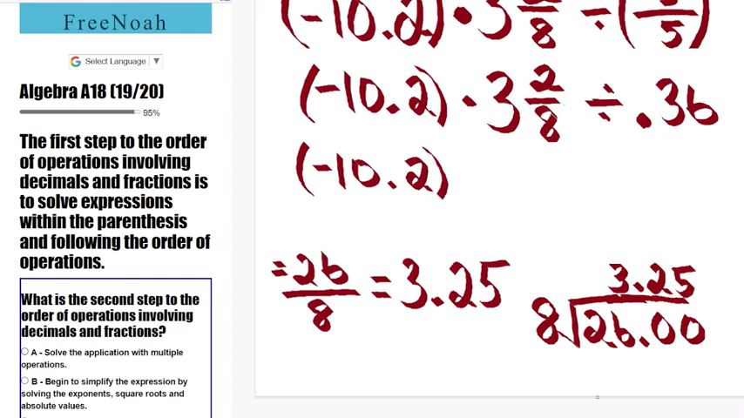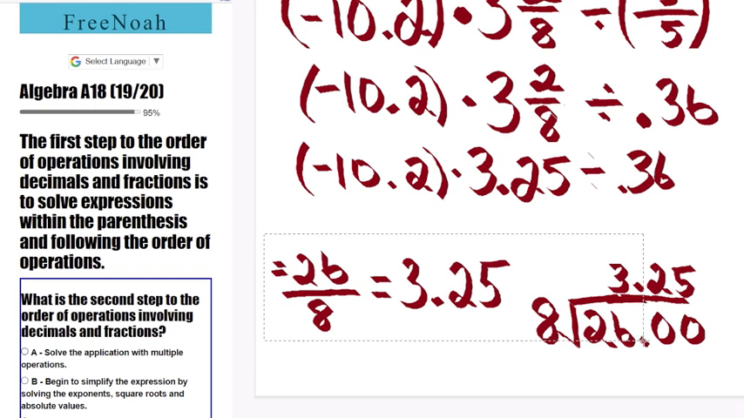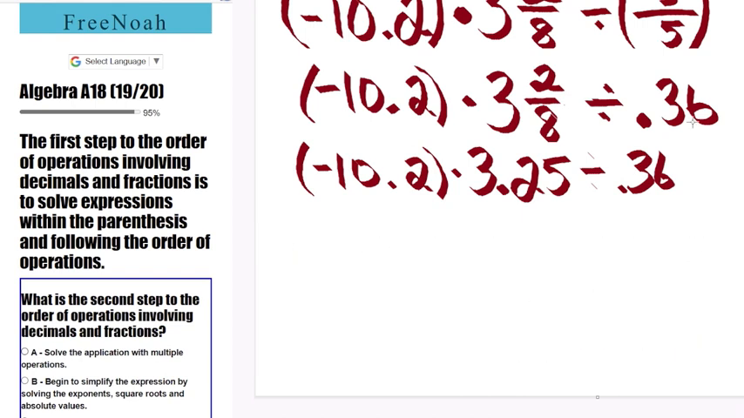Let's rewrite our statement here. Negative 10 and 2/10 times 3 and 25 hundredths divided by 0.36. All right. So now we go from left to right, and we're going to begin multiplying negative 10 and 2/10 by 3 and a quarter.